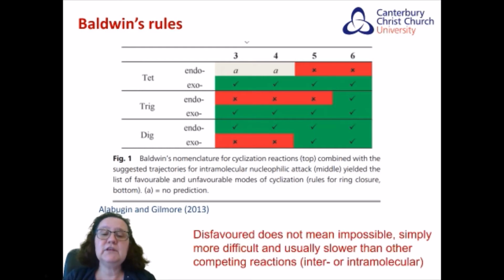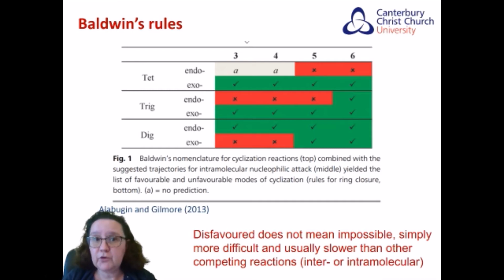It's important that you think that when a process is disfavored, that doesn't mean that it's impossible. Again, although they are called Baldwin's rules, it would be more appropriate to say that they are guidelines. They just suggest what are the most likely rings to form, the most favored reactions. The ones that, because of the angle of attack and the size of the tether, will make faster cyclization reactions.